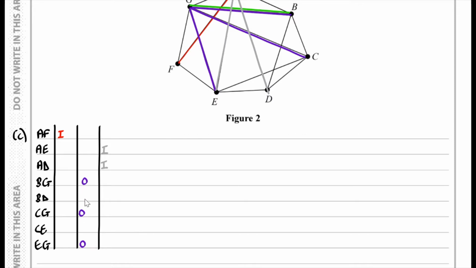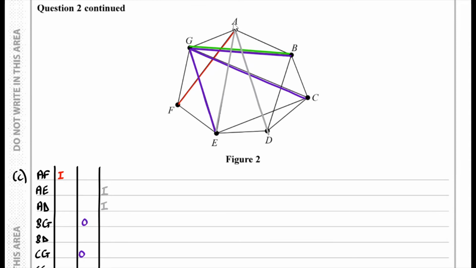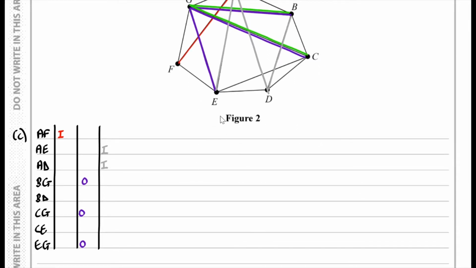So that's BG. Let's now consider CG. So if we go back to the green and consider the CG, it is over here. What crosses that would be the AF, the AE and the AD, and also we've got this BD crossing it as well. We've got BD which crosses over here. Okay, so we go back over here, we look for BD, we put an I over here. So that's CG done.